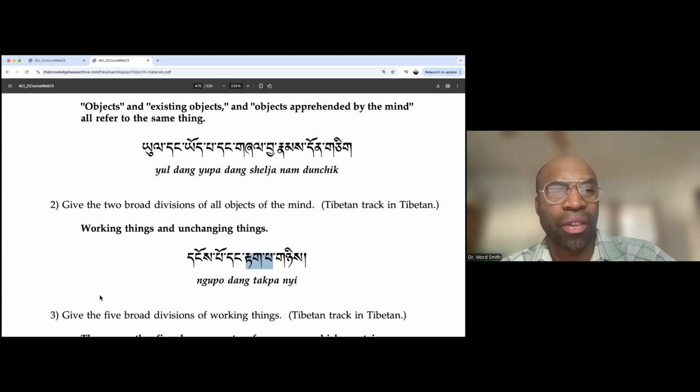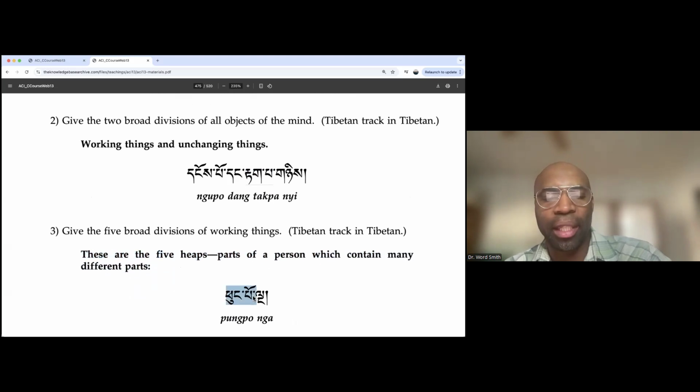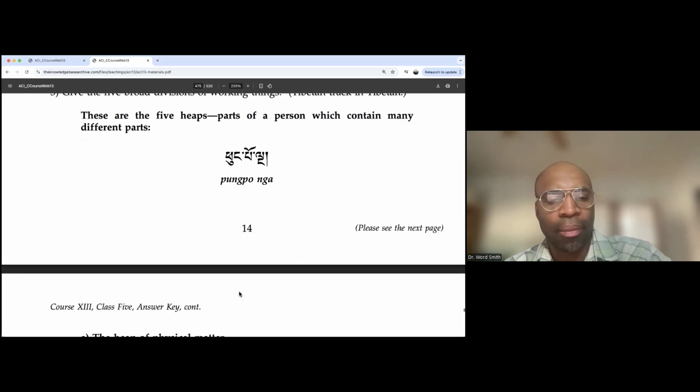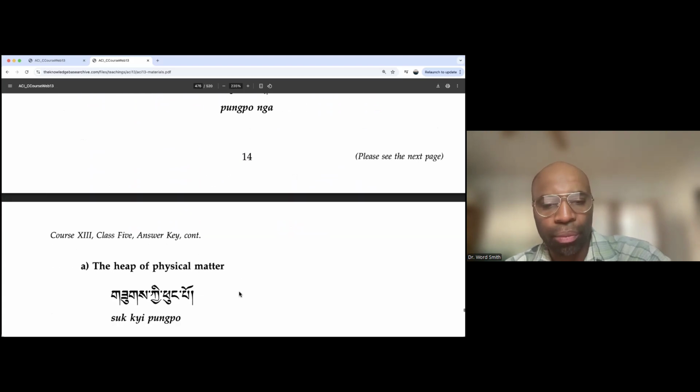The five heaps? These are the five heaps, or parts, of a person, which contain many different parts. Pungpo means a heap. Nga means five. Skanda in Sanskrit, Panchaskanda in Sanskrit. The heap of physical matter, which is Zugi Pungpo.